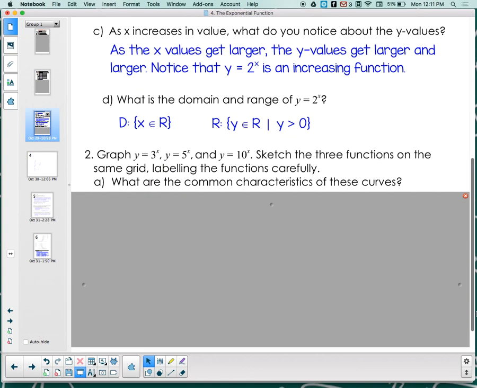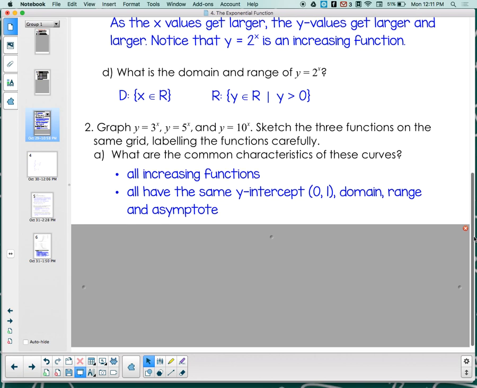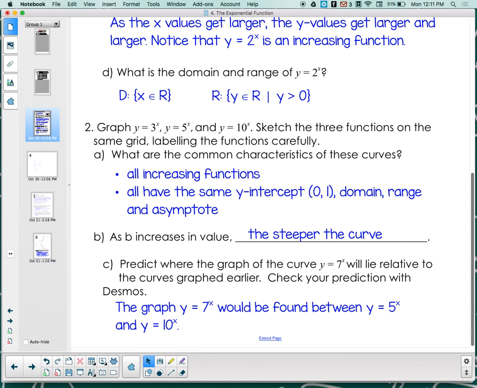So yes, you should notice as you increase the base, your graph becomes narrower. The steeper the curve becomes. They all share the same y-intercept. They're all increasing functions. When you have 3 to the x, 4 to the x, 5 to the x, 6 to the x, as long as you have a whole number base greater than 1, all of these will be the same. Y-intercept (0, 1), domain is all real numbers, range is y greater than 0, asymptote is the x-axis.